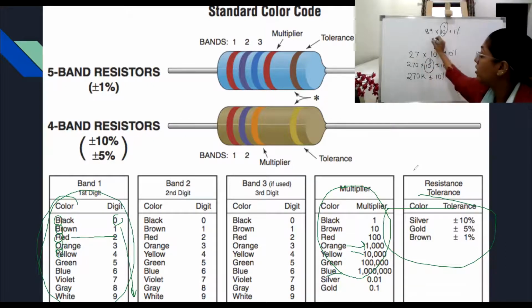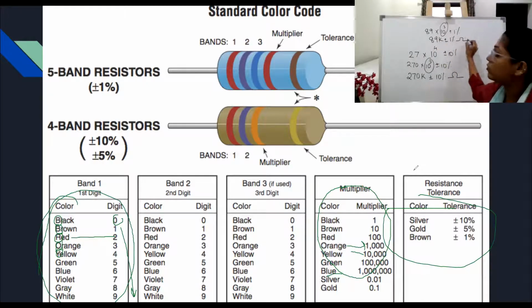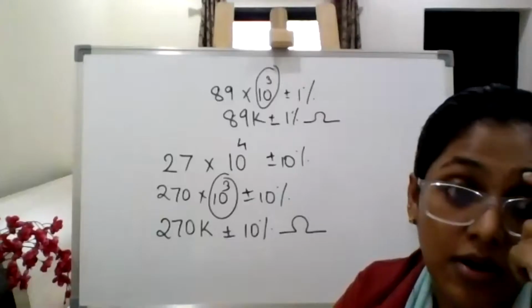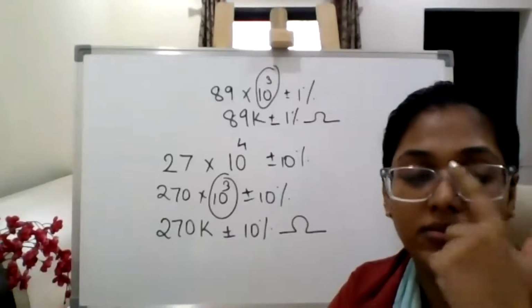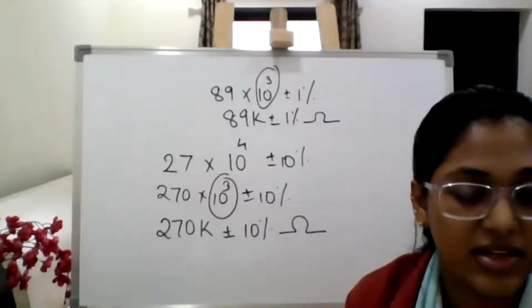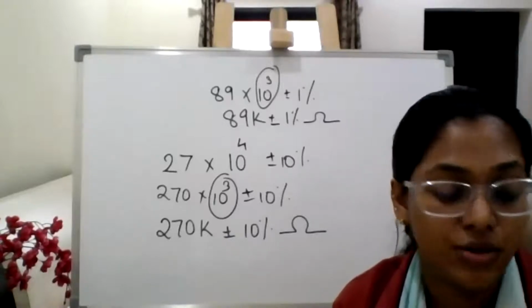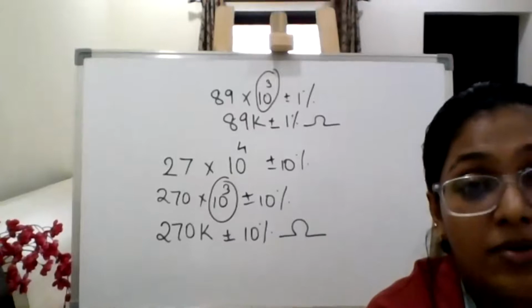Yes, 89k ±1%. Oh, so this is the value. Okay, so this is the value. One such question is definitely going to come in your exams, because this is asked every year. Fine. So that was all about resistors.